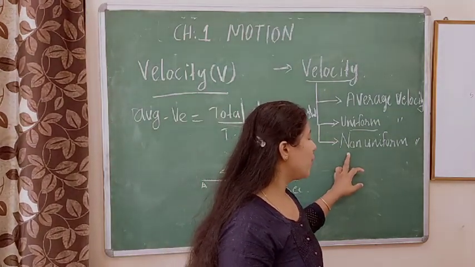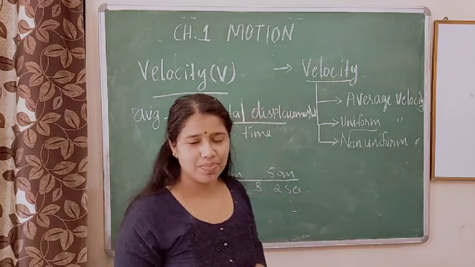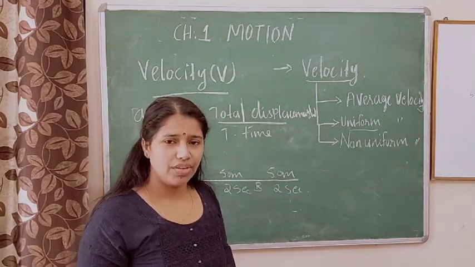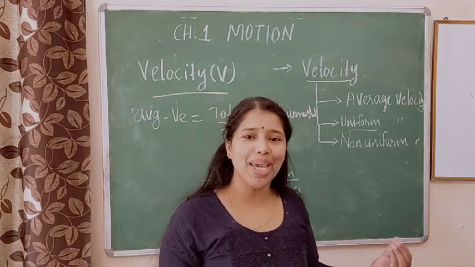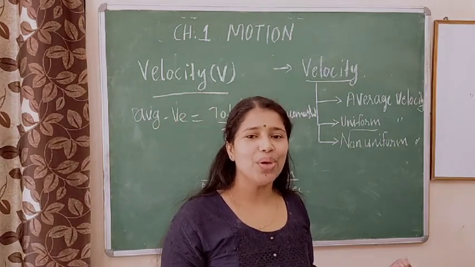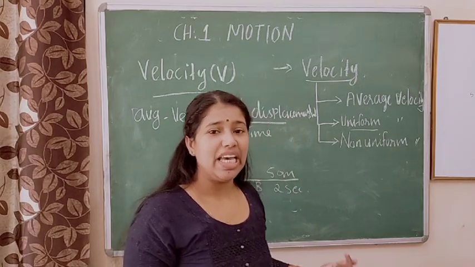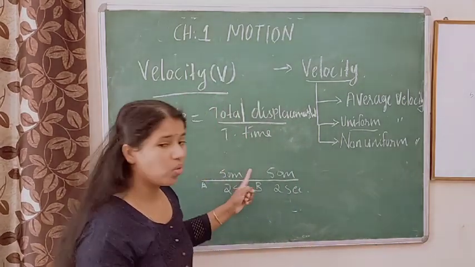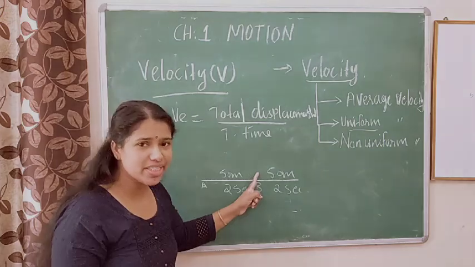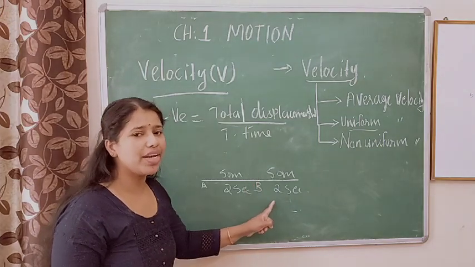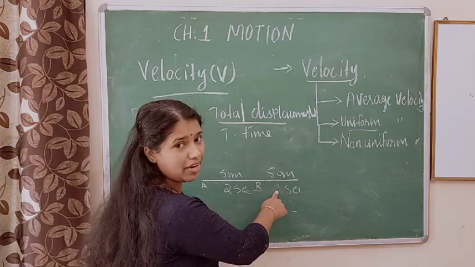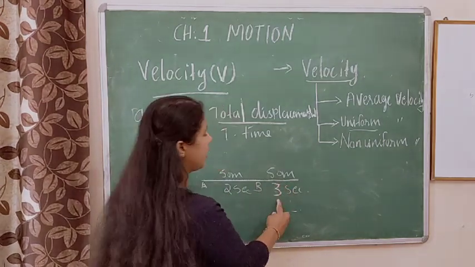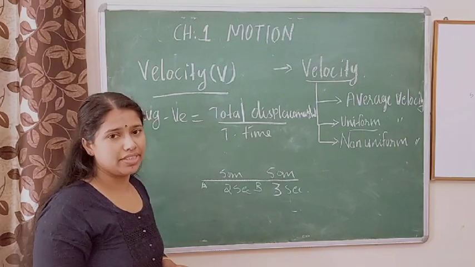Next one is non-uniform velocity. What is non-uniform velocity? A body is said to be in non-uniform velocity if it covers equal distance, distance is equal, but in unequal intervals of time. Time is different. Here in both cases I have written 2, but maybe time is different, here we can write 3 seconds.